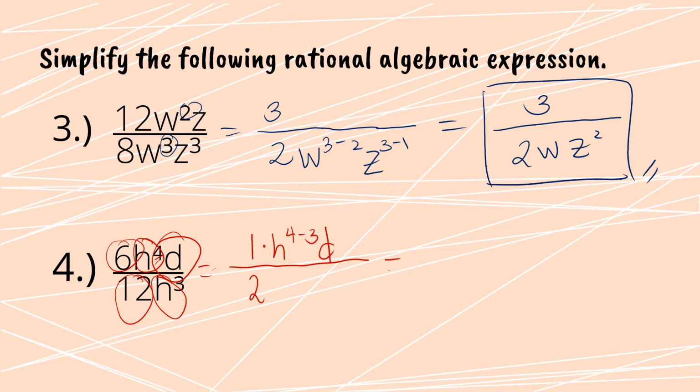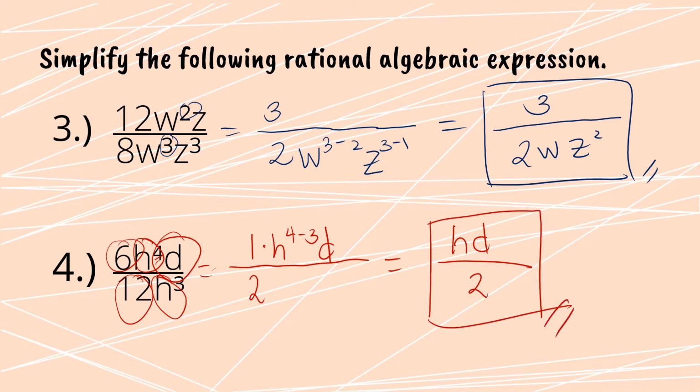Okay? So, then simplify. So, 1 times h. You don't have to write 1 na. So, we have h d over 2. And that will be the final answer. So, di ba, madali lang. Kayang-kaya.